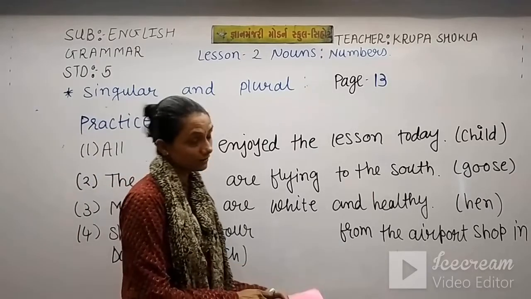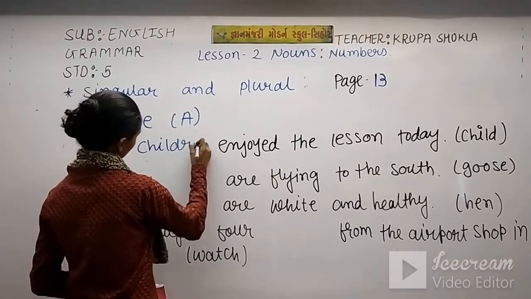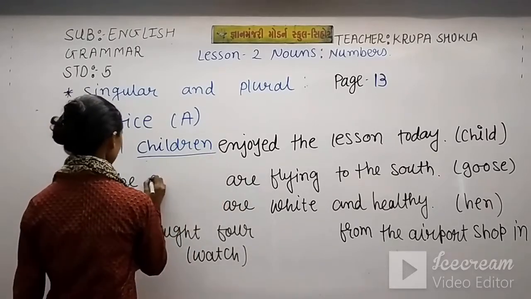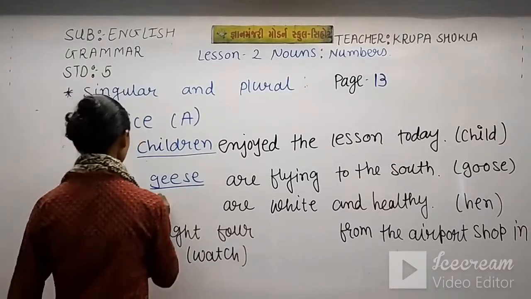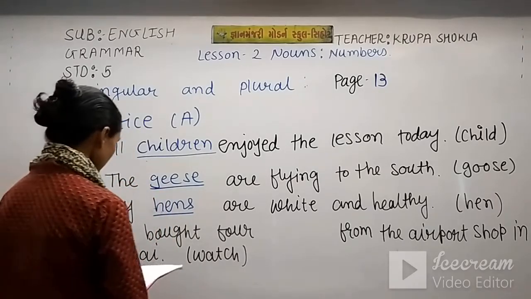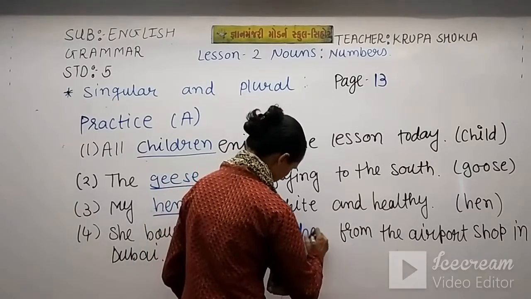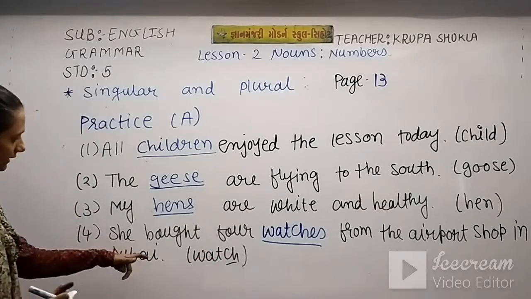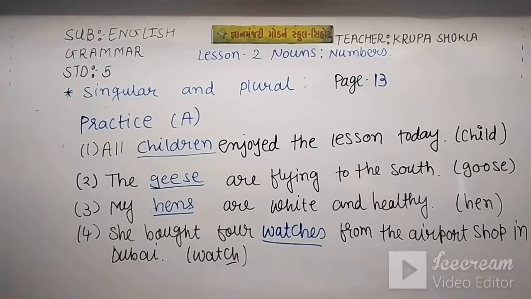See, here the word child is given in the first, so we have children to make it plural. Second is goose, so we have geese to make it plural. Hand, we have hands, and here we have ch, so we'll add es, watches, because we have ch here. So this way we make these blanks plural. Now number 5 is remaining.